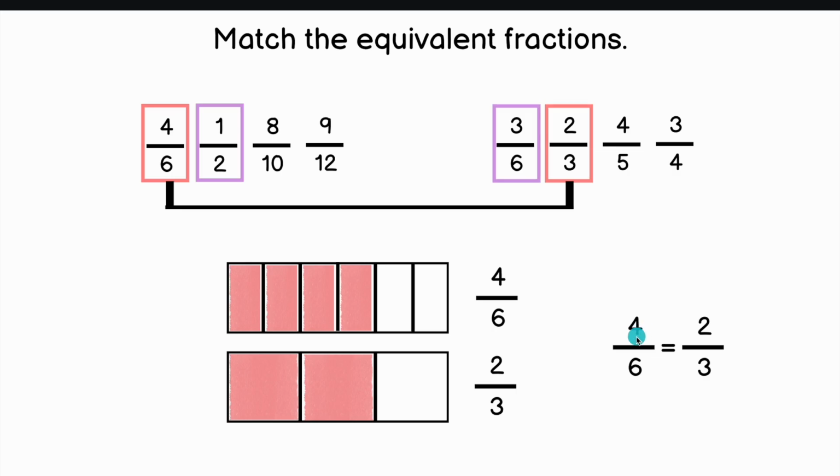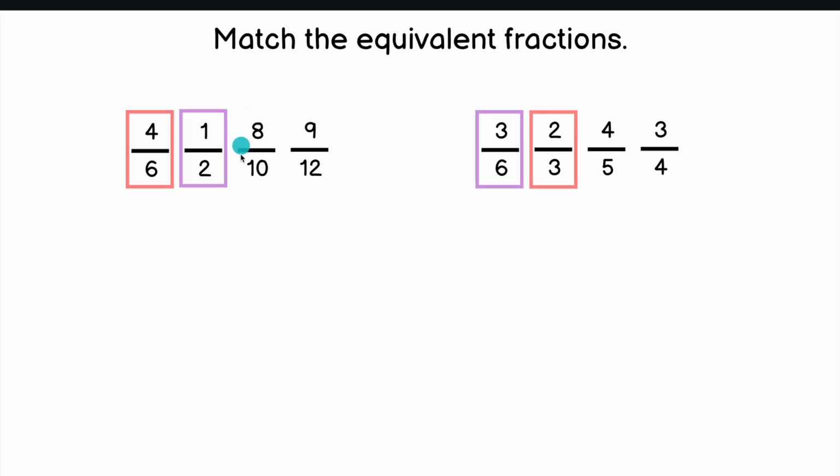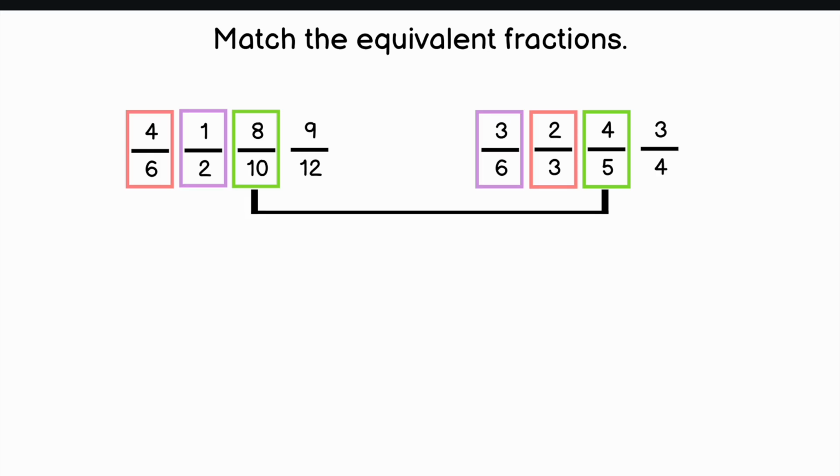Let's check. We know that 4 divided by 2 equals 2, just like 6 divided by 2 equals 3. 4/6 and 2/3 are equivalent. Now we have 8/10. Let's use patterns. We know that 8 divided by 2 is 4. Let's check, is 10 divided by 2 equal to 5? Yes. Let's create models of 8/10 and 4/5.